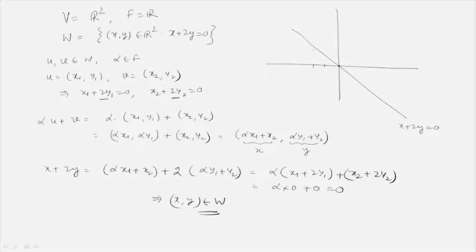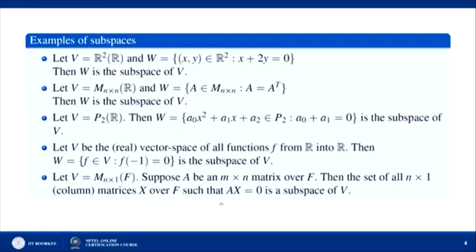Now similarly, consider the vector space we have taken as all m cross n matrices over the real field R, and W is a subset of this V, taken as the collection of all symmetric matrices, where A equals A transpose. Again, if you want to show that it is a subspace of V, it is very easy to show.